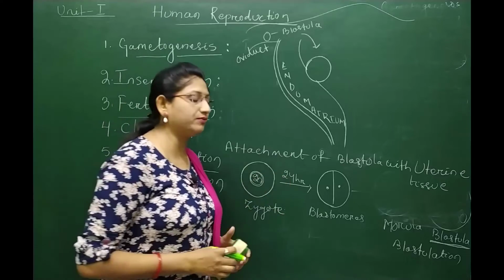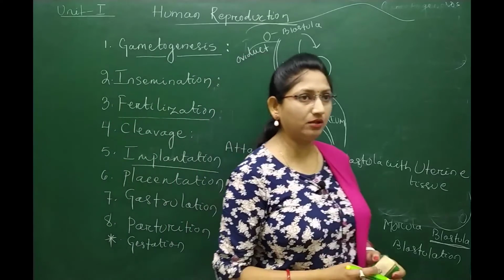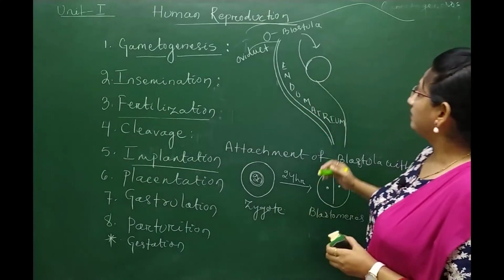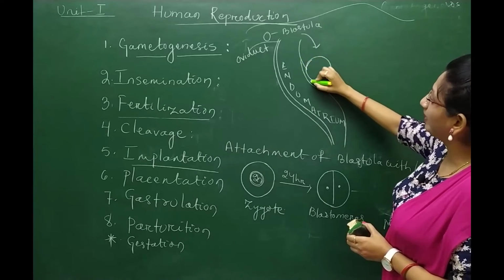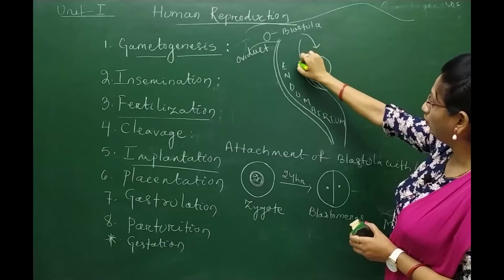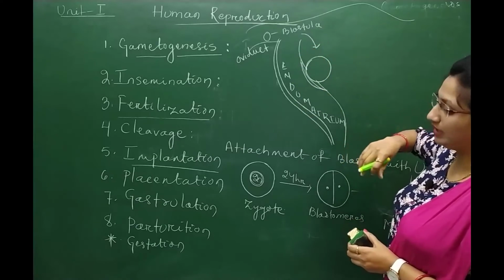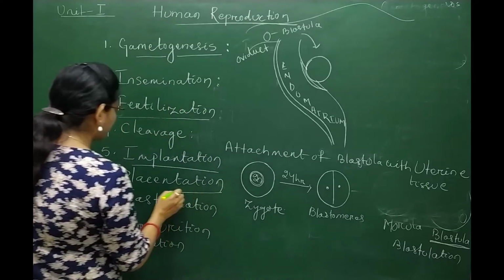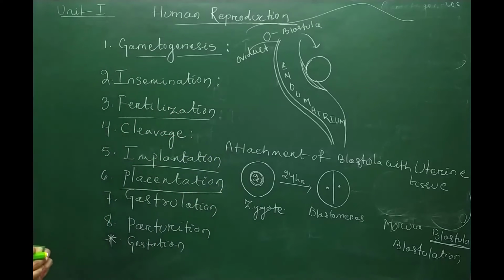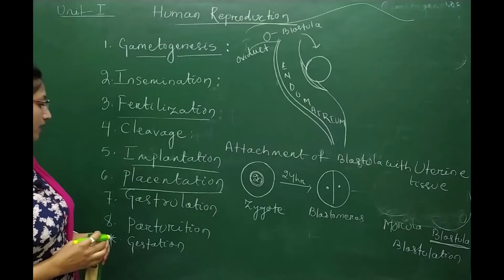Next comes the sixth phase of the reproductive system, that is placentation. After the attachment of the blastula with the endometrial wall, it comes into intimate contact with the endometrium of the mother's womb with the help of a particular layer called the placenta, and the process of formation of the placenta is called placentation.